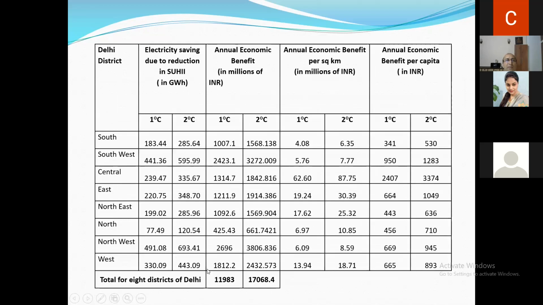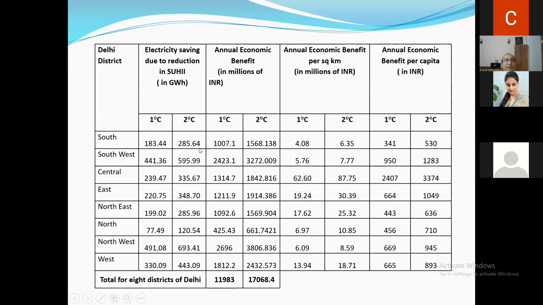Now in terms of savings, suppose we were to employ urban heat island mitigation devices, then what would happen? How much energy can we save? So we use the same equations to estimate what would be the energy saving in each of these districts in terms of gigawatt hours, and then taking a flat rate per unit of electricity, we translated that into monetary terms in millions of rupees.